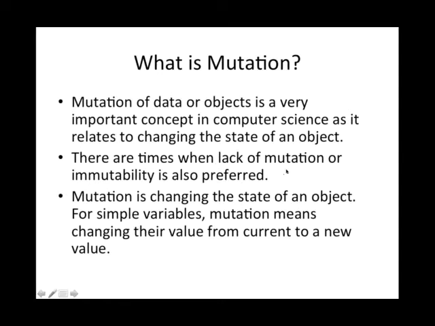There are times when lack of mutation, or immutability, is also preferred. For example, when you choose a username and password in an internet account or in a local area network, that string should not change. In those situations, lack of mutation or immutability is preferred. So mutation is changing the state of an object. For simple variables, mutation means changing their value from the current to a new value.